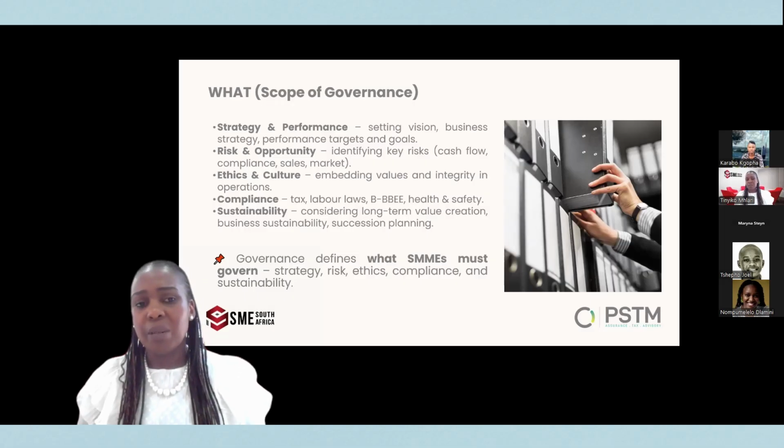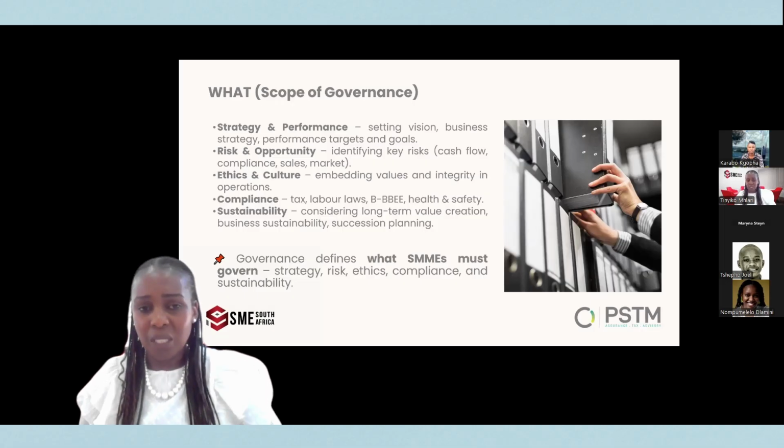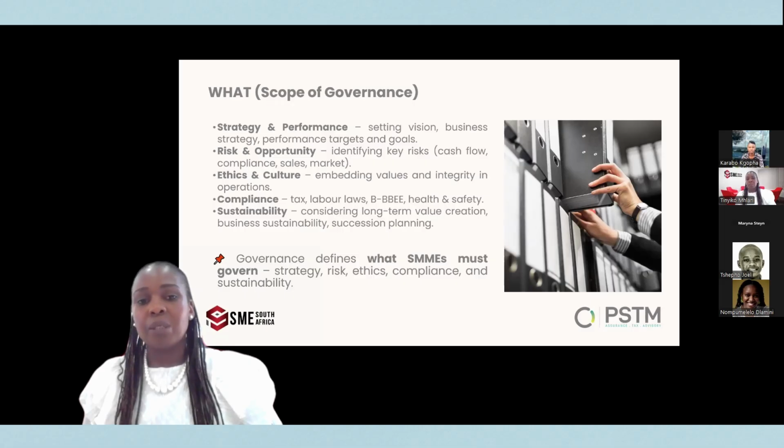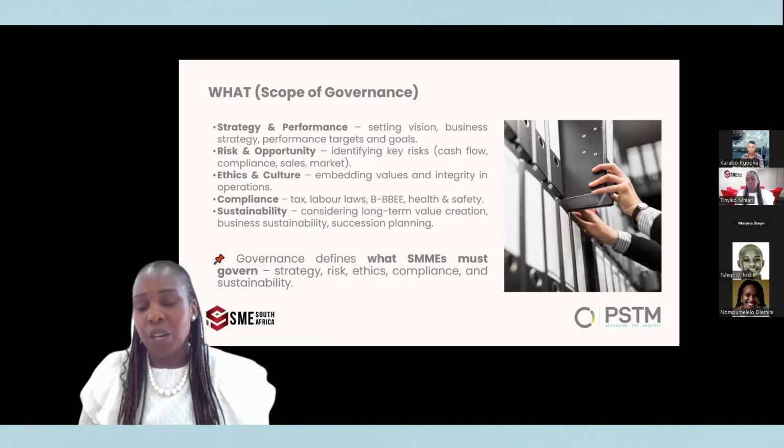So it's very, very important that as a business owner, you know that over and above setting a strategy, over and above setting performance targets, I need to manage my risk as well as my opportunities. Very, very critical. You need to identify key risks. So these are risks that are applicable to your organization, including even external risks that will impact you with or without you doing much. You need to be able to see those and assess them, manage them.